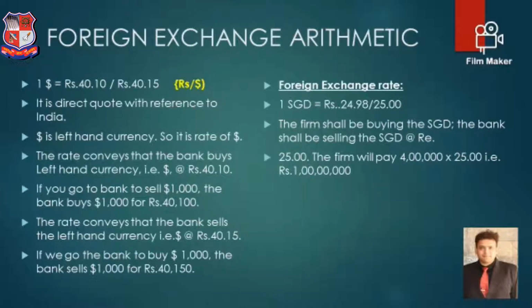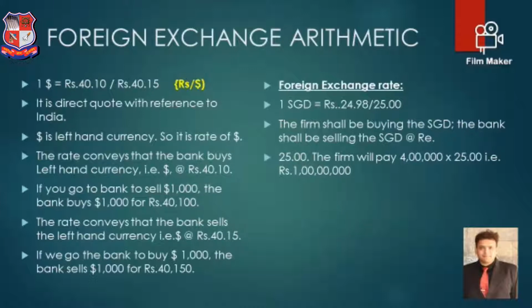If you go to the bank and you are selling $1,000, the bank will buy, that means the bank will purchase $1 at 40.10. We are selling, so the bank will be buying, it is the bid rate, so 1000 into 40.10, 40,100 we will receive and the bank will purchase. But let us consider we are buying $1,000 from the bank, so the bank will be selling it, and the bank will sell it at 40.15 per dollar. We want $1,000, so we have to pay 40,150 and we can buy $1,000 from the bank.